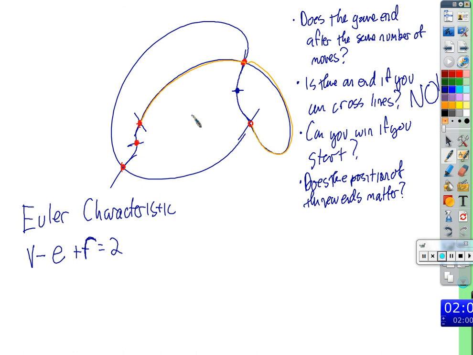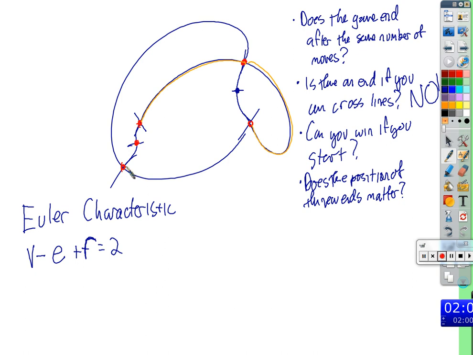Okay, so here's one, here's a face. It says 1, 2, 3, and also the whole outside that's not within there, that's also a face. So that counts as 1, 2, 3, four faces. So let's try this Euler characteristic on what I've drawn so far.